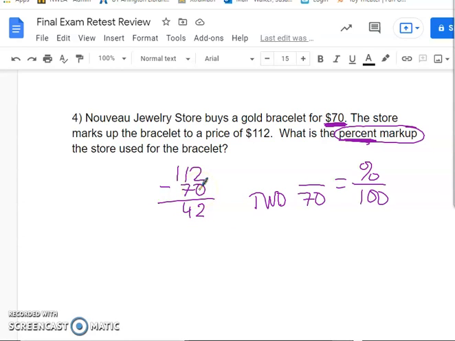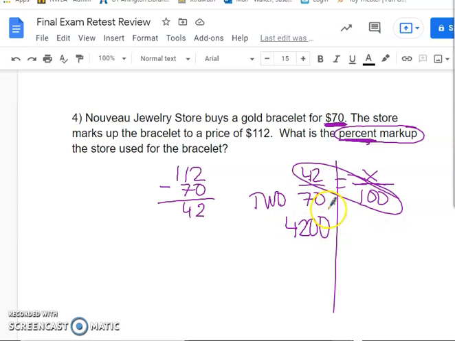Guys, percent of change, okay? It goes on top. Now, I'm looking for the percent. Again, remember, this is where we couldn't change the percent to a decimal. So, now we cross multiply. 42 times 100. Now, this, 70x. Then divide both sides by 70.